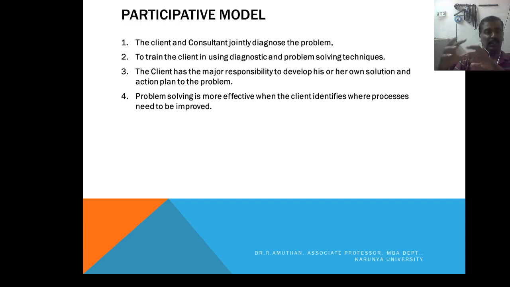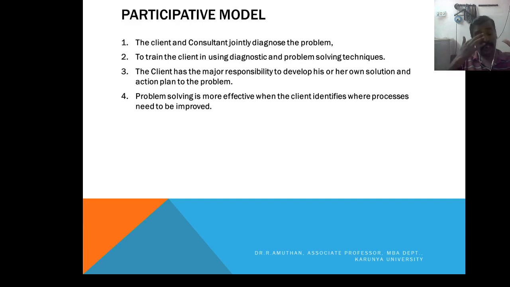So the client himself has a major responsibility to develop his own solution. Here, along with you, the client also should come and play a vital role. The client cannot be just a consumer over here, as if he is consuming a baby product. What is a baby doing? Baby is just consuming and not doing anything. This baby consuming model will not work in this model.